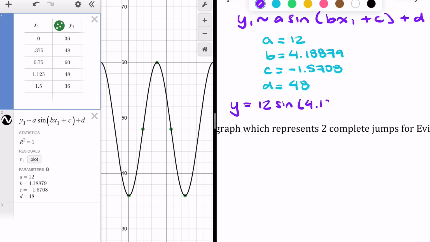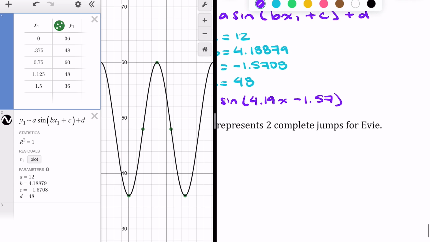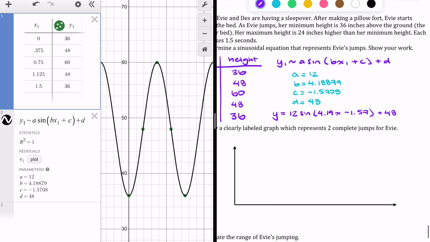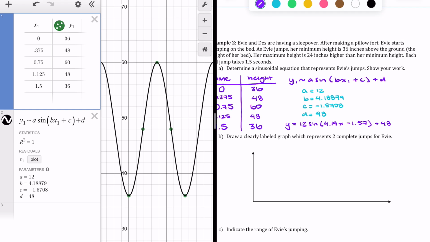All right, and of course, I'm rounding to 2 decimal places in my equation, and I'm getting this as my answer. Again, just like the last question, you could go ahead and use H and T instead of X and Y. Because this question doesn't predefine time as T or height as H, I am free to use X and Y as I need. The next question says, draw a clearly labeled graph which represents 2 complete jumps for Evie.